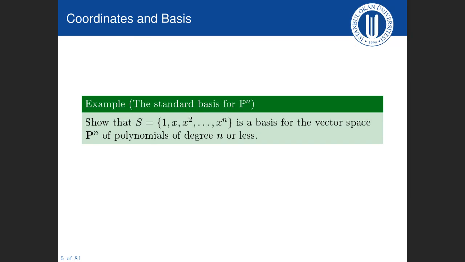For example, show that the set S, which contains the polynomials 1, x, x squared, x cubed, etc., all the way up to x^n, is a basis for the vector space Pn, which is the polynomials of degree n or less. There's a typo here. This should be a hollow P.